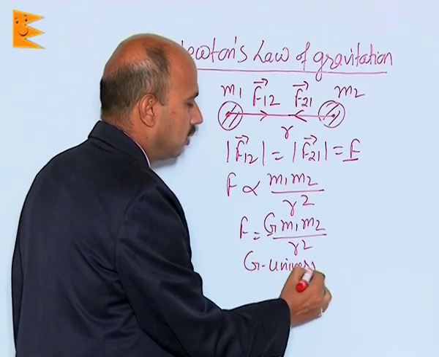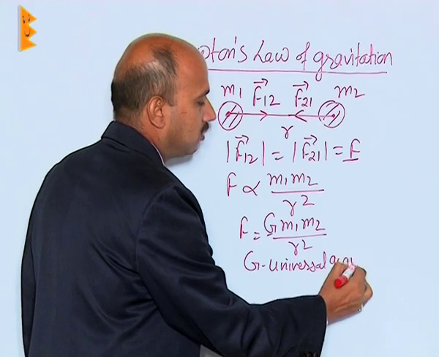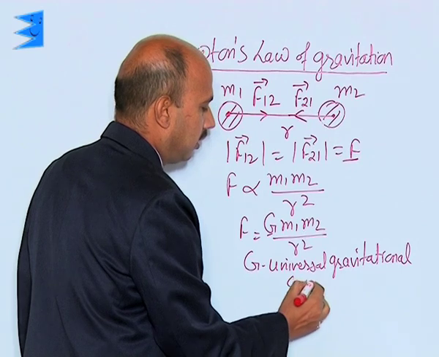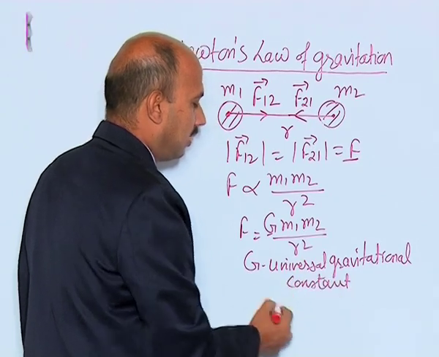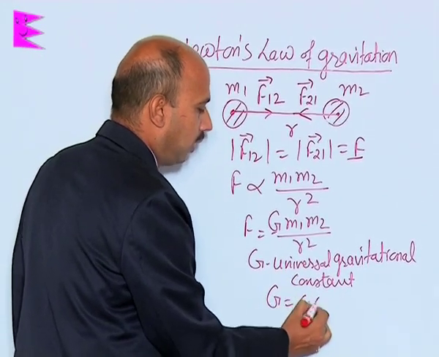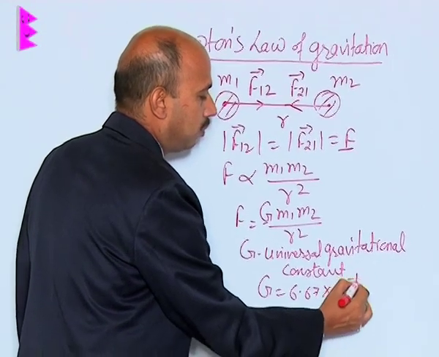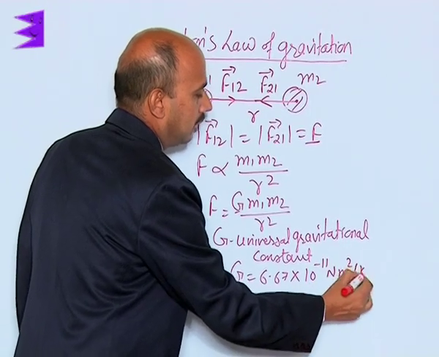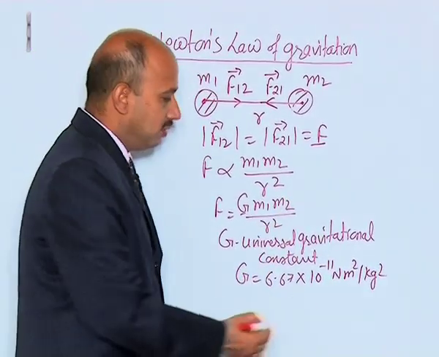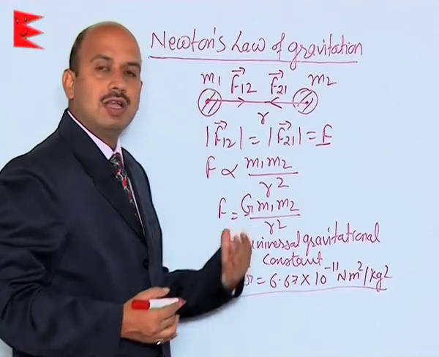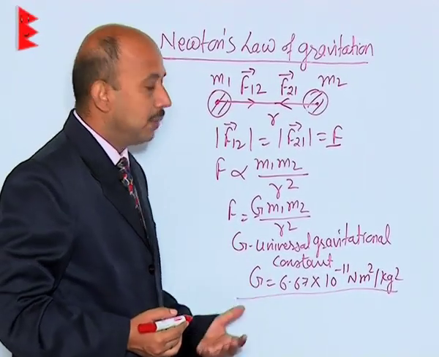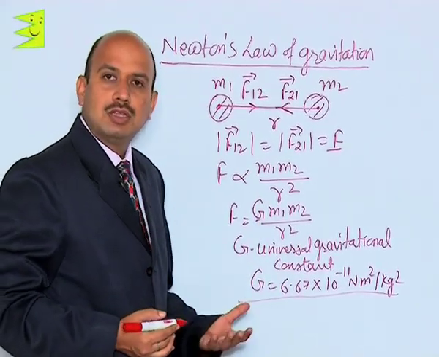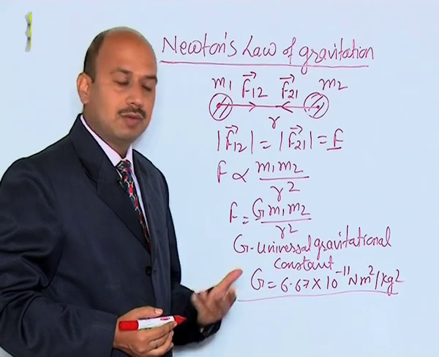universal gravitational constant, and the value of G is 6.67 into 10 raised to power minus 11 Newton meter square per kg square. So, this is the value of the gravitational constant. This value remains constant whatever pair of masses you are taking. That is why it is known as the universal gravitational constant. In the universe its value remains the same everywhere.